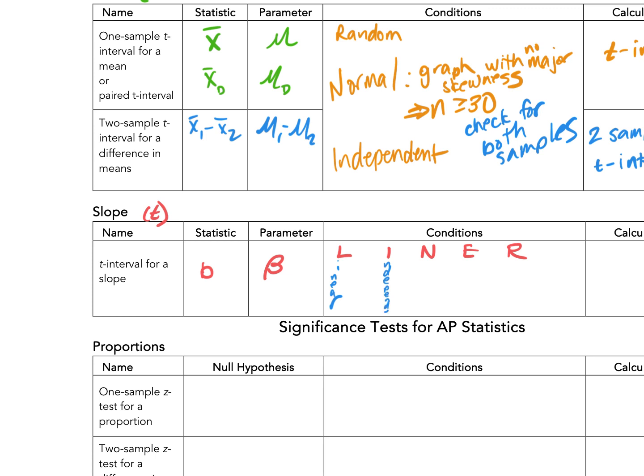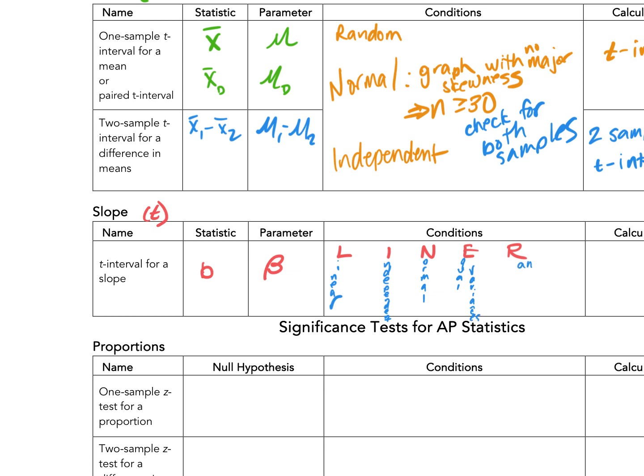Independent. Okay, what does the N stand for? Normal. For the normal condition, we want the residuals to be approximately normal. E? Equal variance. That's the one where we look for no fanning on the residual plot.